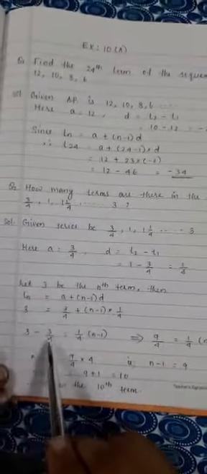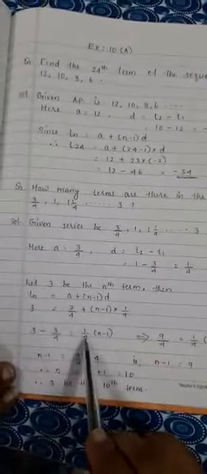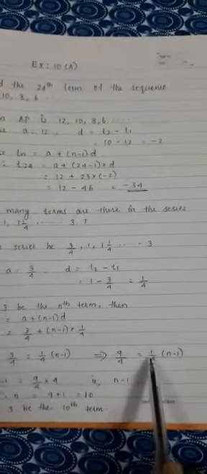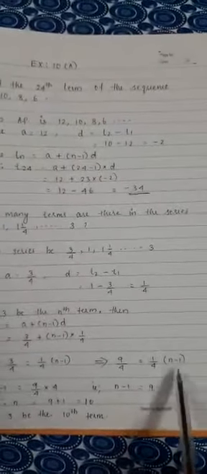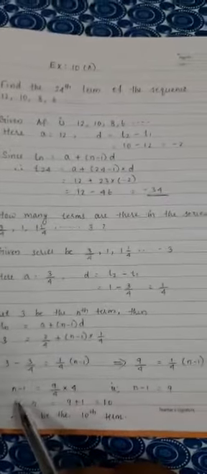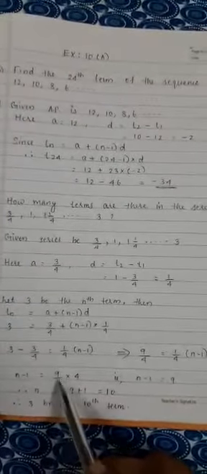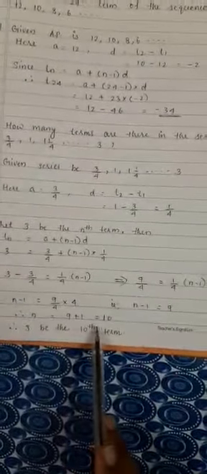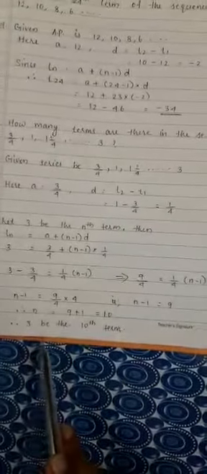3 minus 3 by 4 is equal to 1 by 4 into n minus 1. That is 9 by 4 is equal to 1 by 4 into n minus 1. Therefore, n minus 1 is equal to 9 by 4 into 4. That is n minus 1 is equal to 9. Therefore, n is equal to 9 plus 1 equal to 10. Therefore, 3 is the 10th term.